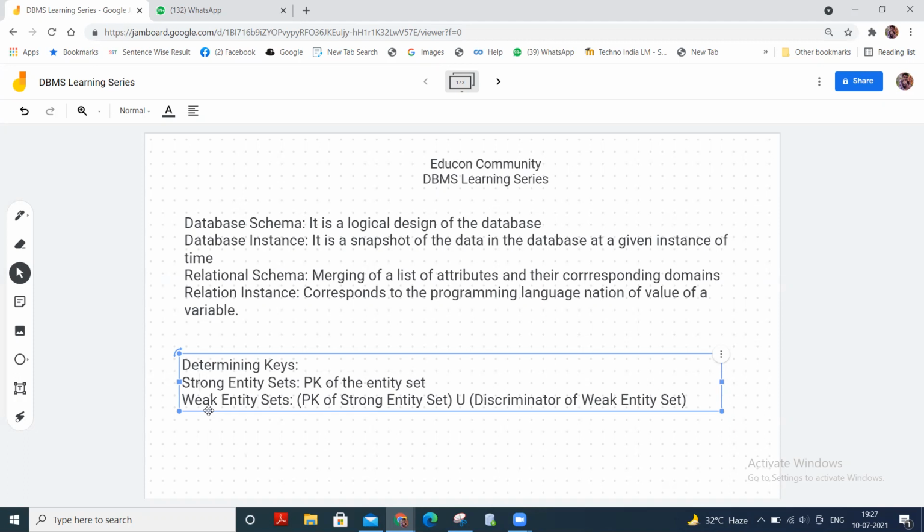So the first one is strong entity sets. Here the primary key of the entity set becomes the primary key of the relation, and for the weak entity sets, the primary key of the table, and thus the relation corresponding to a weak entity set, consists of the union of the primary key of the strong entity set and the discriminator of the weak entity set.